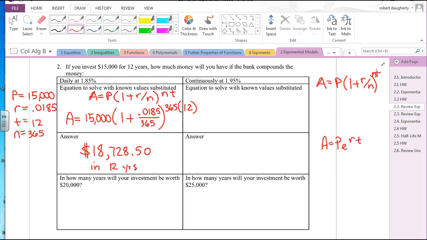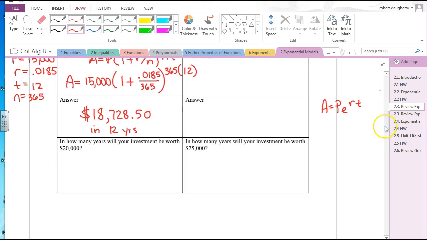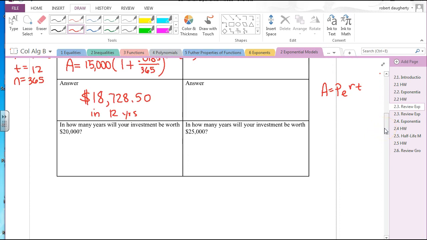Now, if we go to the next question, they're asking me, in how many years will the investment be worth 20,000? So they're giving me the future value of 20,000, and they're saying how long. That means solve for the exponent. So 20,000 is going to equal 15,000 times 1 plus 0.0185 over 365, raised to the 365t. Okay? So I'm solving for time in this case.